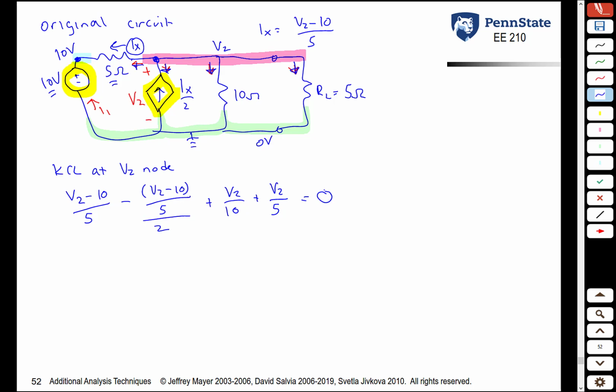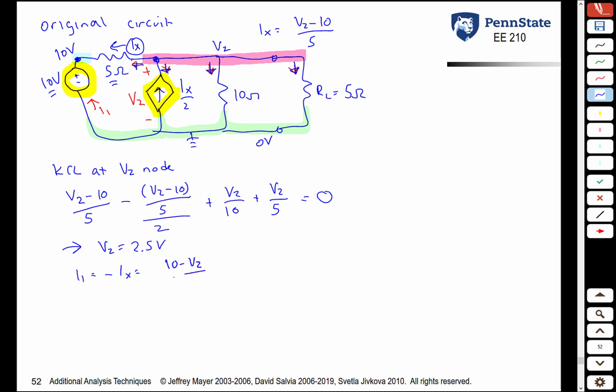The only unknown is V2. We can solve for V2. We get V2 is equal to 2.5 volts. Once you solve for V2, you could then solve for I1. I1, which is the same as negative Ix, is going to be equal to what?